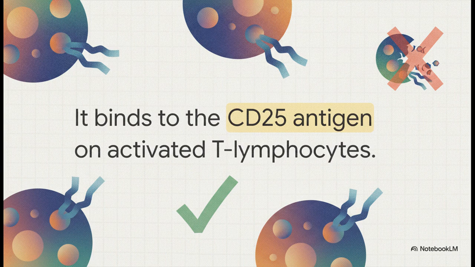Basically, basiliximab is a non-lymphocyte-depleting targeted antagonist. It binds with incredibly high affinity to the CD25 antigen, which is expressed exclusively on activated T lymphocytes. It completely blocks IL-2 from binding its receptor, and that prevents signal transduction and downstream clonal expansion, all without physically destroying or lysing the baseline T-cell pool. Remember this pearl for the exam. Basiliximab is a non-depleting CD25 antagonist.